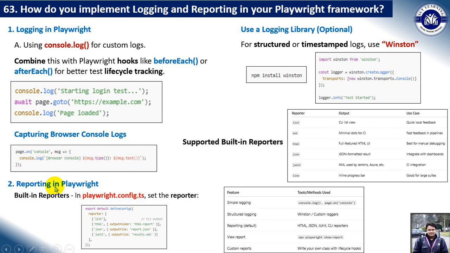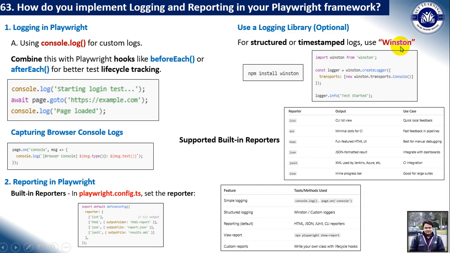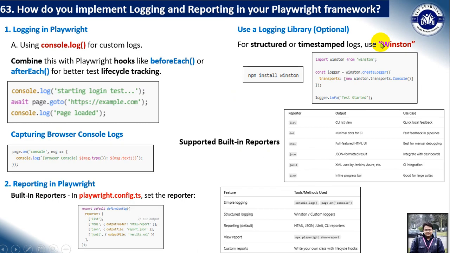For reporting, we know we have different kinds of reports that we have already seen. We can configure different reporters in the Playwright built-in playwright.config.ts. We have the HTML reporter, JSON, JUnit, and list reporter. So this kind of reporter we can configure in the playwright.config.ts file, and whenever we execute, this kind of report will get generated automatically, okay. And these are the supported built-in reporters: list, dot, HTML, JSON, JUnit, line, and all those things, okay. Then another thing is that Winston provides an additional way to do the logging in a structured manner and with all the timestamps.